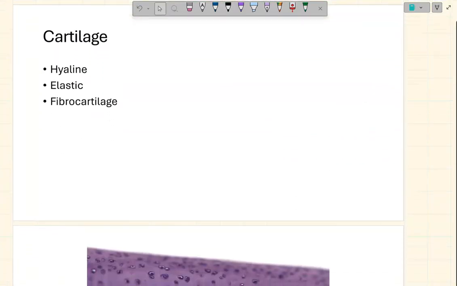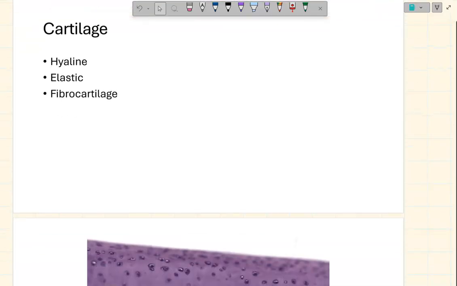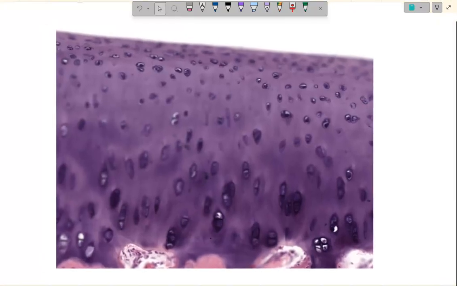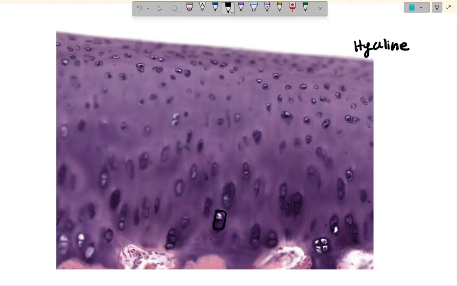Okay, last three are cartilage. So we have hyaline, elastic, and fiber cartilage. So let's start with the first one. This one has that kind of glassy appearance, and we see a lot of the chondrocytes and the lacuna housing the chondrocytes. So take a second, pause this, and try to guess it. This one is hyaline. And this one has that glassy appearance that is characteristic of hyaline cartilage. So you'll see this in lab as well.